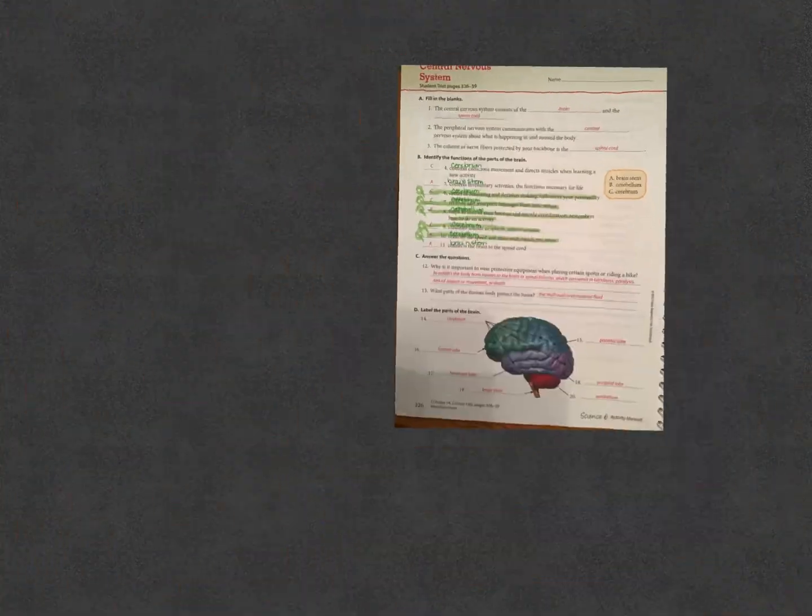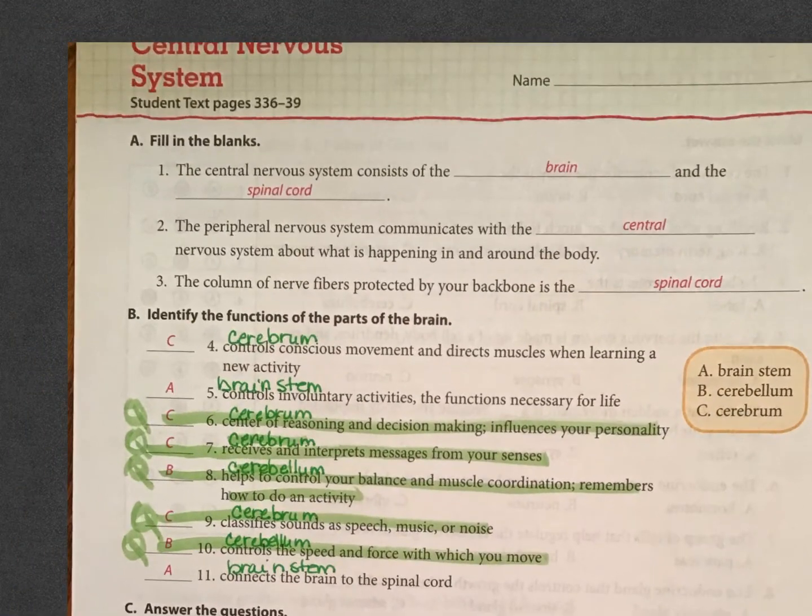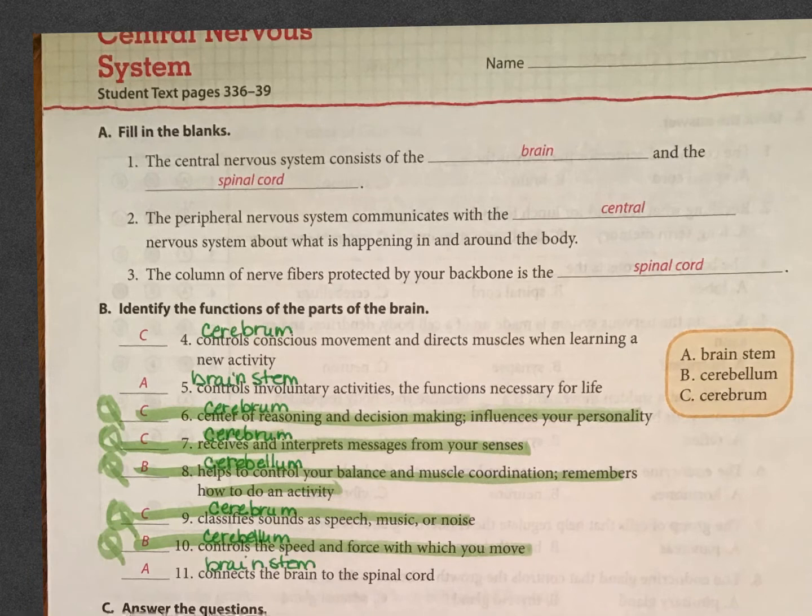Now, let's look at page 226 in our activity manual. We're going to start here at the top of the page. Anything that you see highlighted with a Q by it means you want to highlight it because that's something you're going to see on your quiz tomorrow. Number 1, the central nervous system consists of the brain and the spinal cord. You should have already done these, so check your answers. Number 2, the peripheral nervous system does the communicating with the central nervous system about what is happening in and around the body. Number 3, the column of nerve fibers protected by your backbone is called your spinal cord.